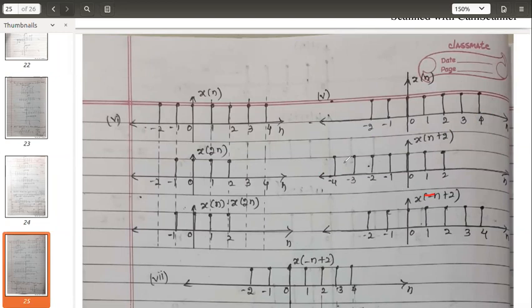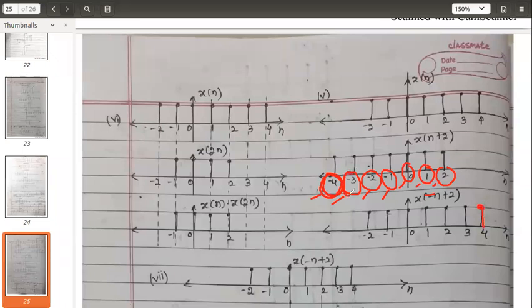Reflection, what do you have to do? Simply, whatever time is here in n plus 2, put a negative sign before it. Put a negative sign before each time. So let's see what new values we get. What is the new value here? Starting from -4, minus of -4 is +4. So at +4, you draw this.